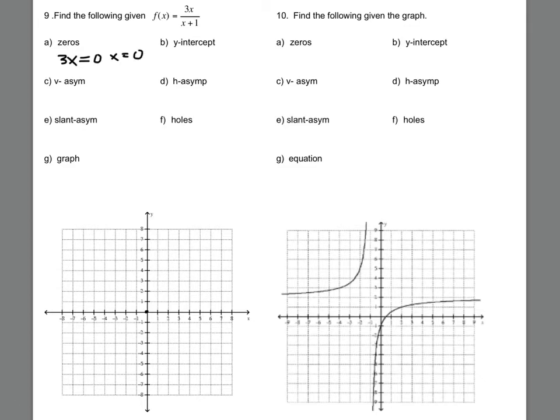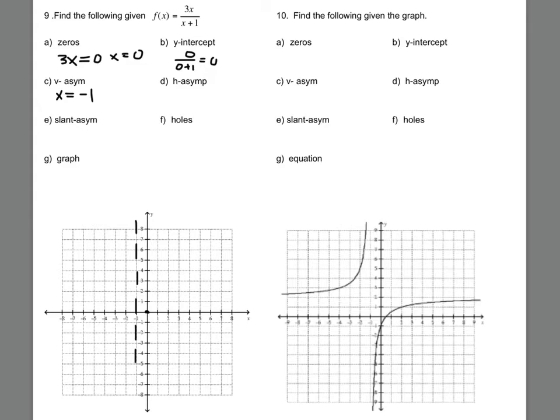How about the y-intercept point? Y-intercept is simply plug in x equals 0. So you have 0 divided by 0 plus 1, which is 0. So the x-intercept and y-intercept are exactly the same point, (0, 0). How about the vertical asymptote? I'm going to set my denominator equal to 0, which is x plus 1 equals 0. That means x equals -1.